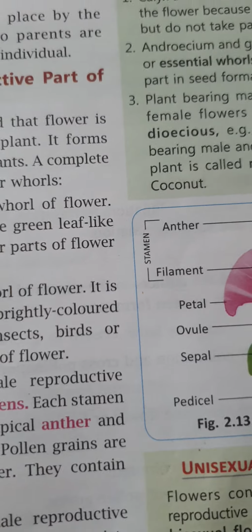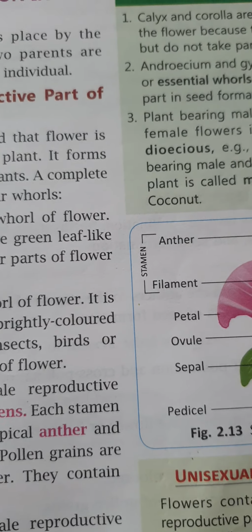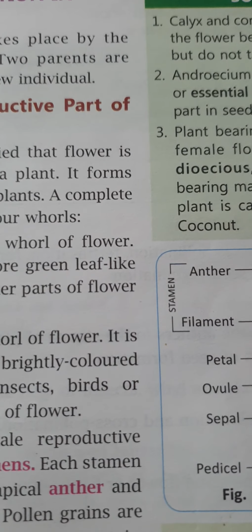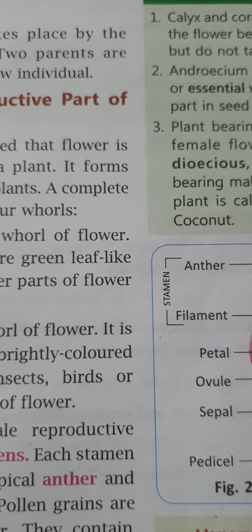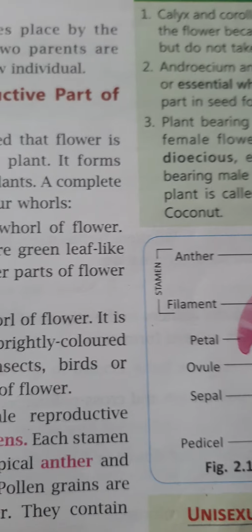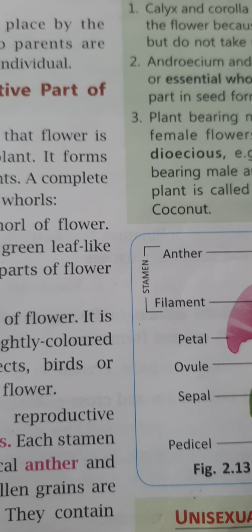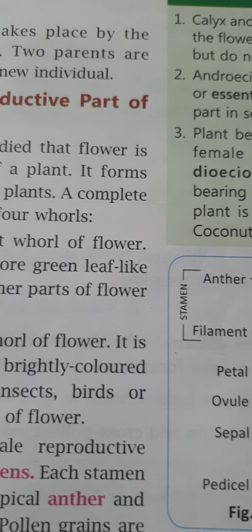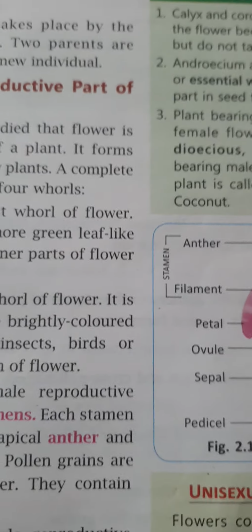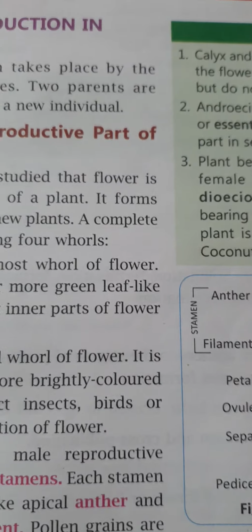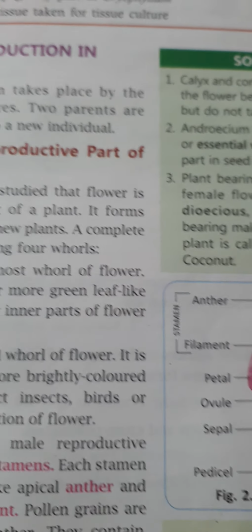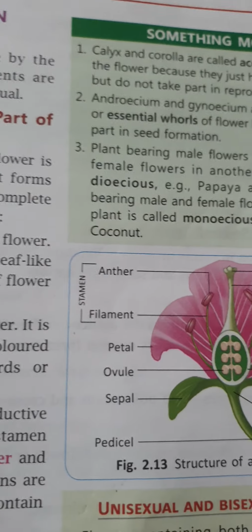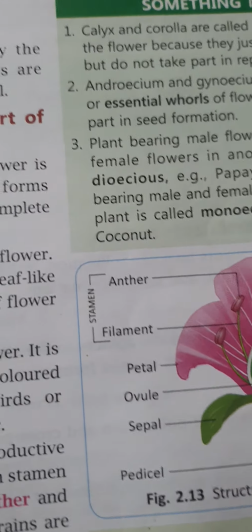Megasporogenesis is the process of arrangement of megaspores from the megaspore mother cell. The megaspore mother cell divides meiotically. One of the four megaspores is utilized while the other three degenerate. The functional megaspore forms the female gametophyte. Now this was the megasporangia and megasporogenesis.